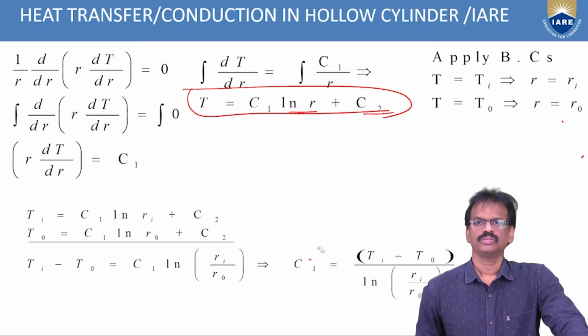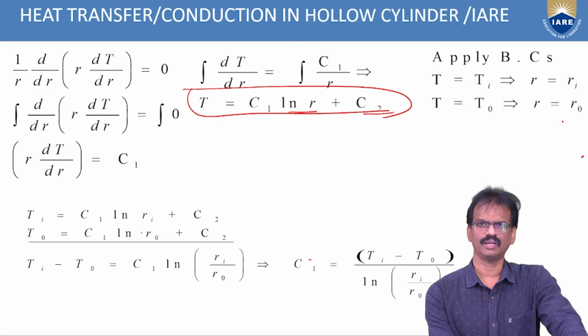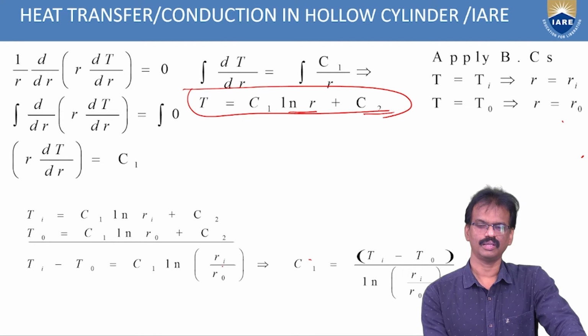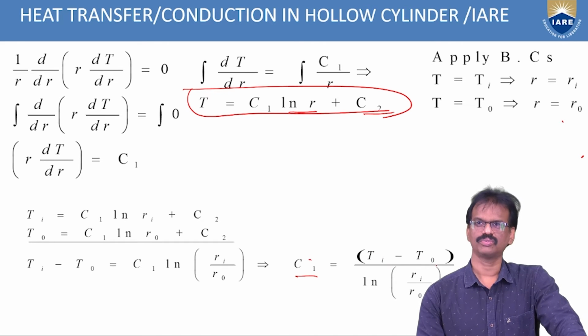Listen carefully. If you apply the first boundary condition, Ti is equal to C1 ln Ri plus C2. Second boundary condition, T naught is equal to C1 ln R naught plus C2. When you subtract equation 2 from equation 1, we get Ti minus T naught is equal to C1 into ln Ri by R naught. From which we get C1: C1 is equal to Ti minus T naught by ln Ri by R naught.